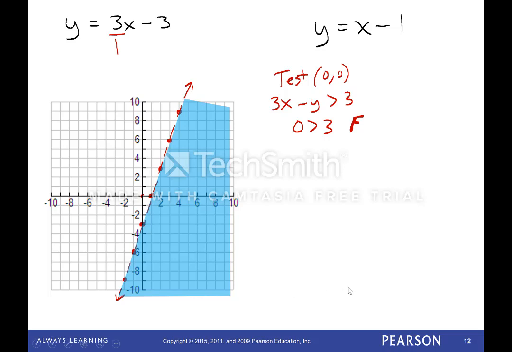All right, then let's go on to the next one. y equals x minus 1. The slope here should be 1 over 1. And then we start off, looks like our first point is at negative 1. So let's go for negative 1 here.